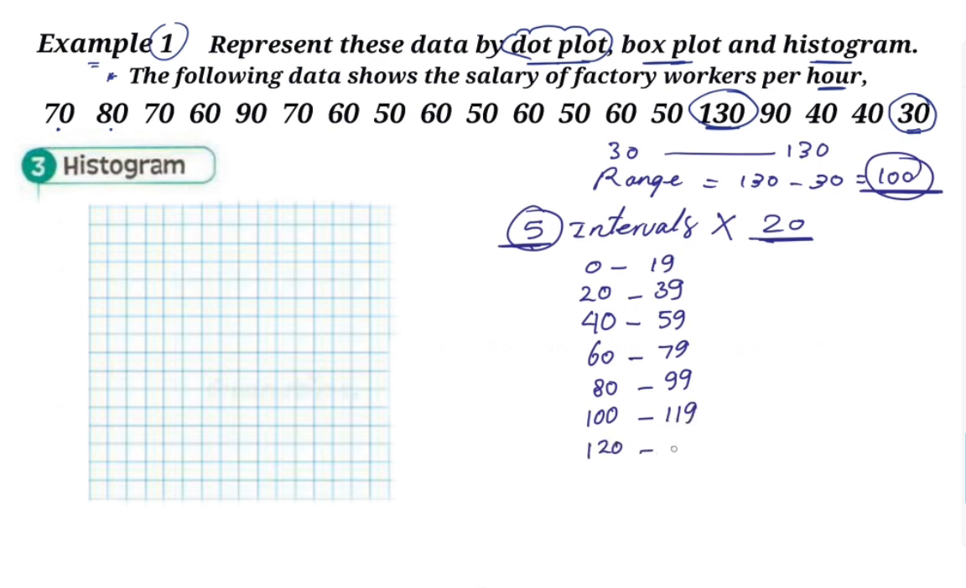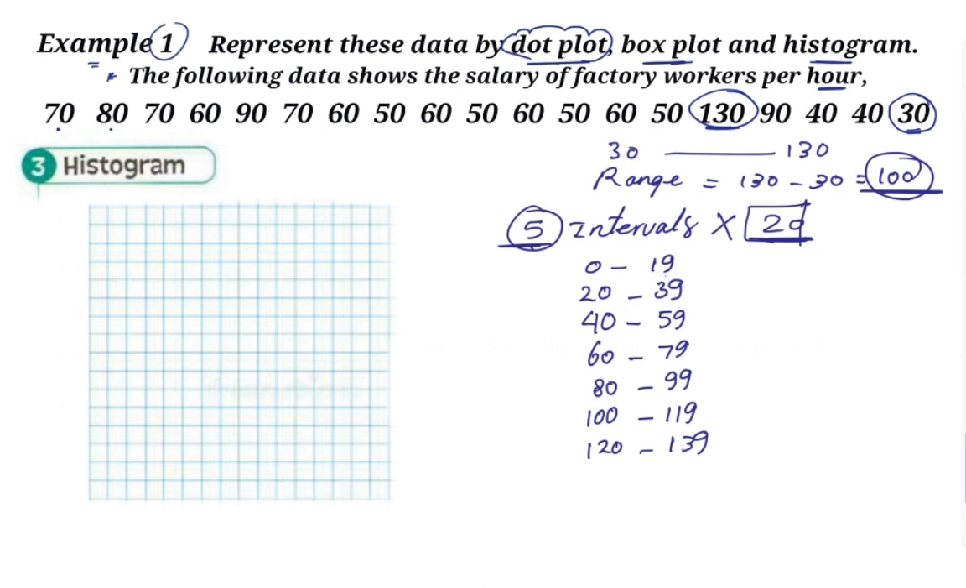120 to what? 139. Note with me here why I use from 0 to 19. If you count these numbers starting with 0, you will have 20 numbers. Try it. Start from 0, 1, 2, 3, 4. You find that you count 20 numbers, because you add 0.